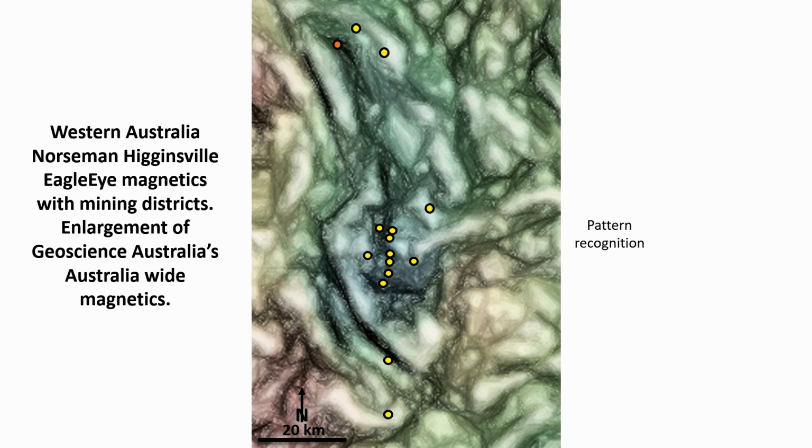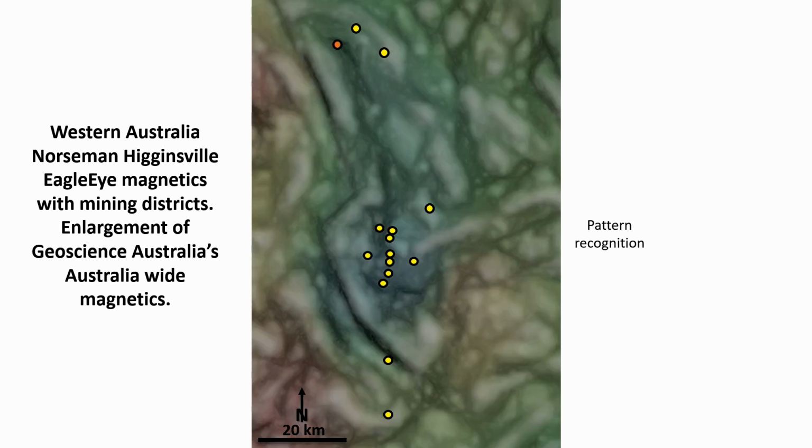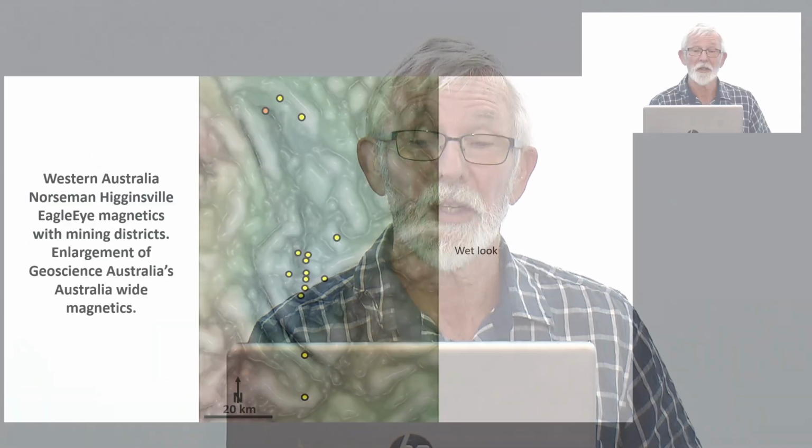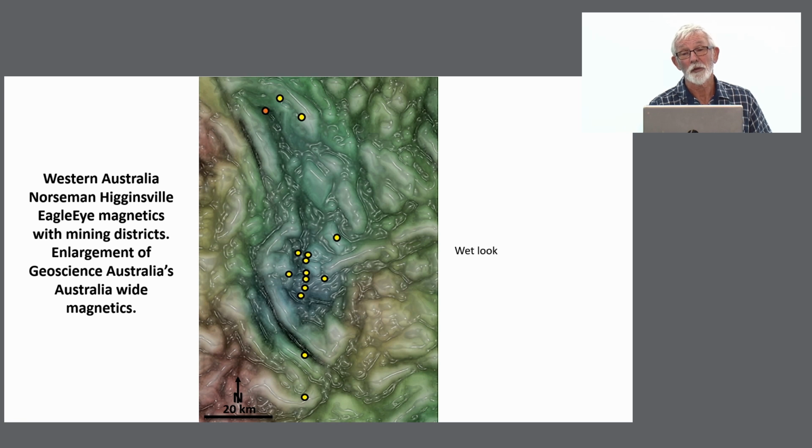Starts to look a bit fuzzy, but I'm trying to get structure out of it rather than prettiness. Pattern recognition, going dark again to bring out structures, and I can start to see structures, particularly that northeast one. To a wet look to re-establish the high magnetic areas. Another wet look to actually get them in more detail. Now start to see things like the Jimbalana dike cutting across.